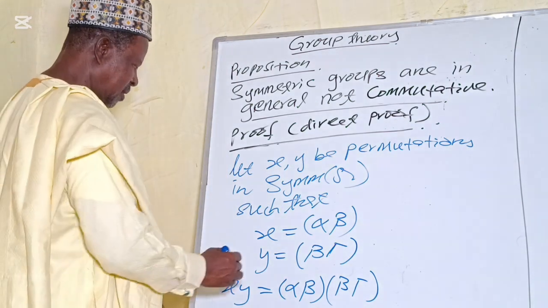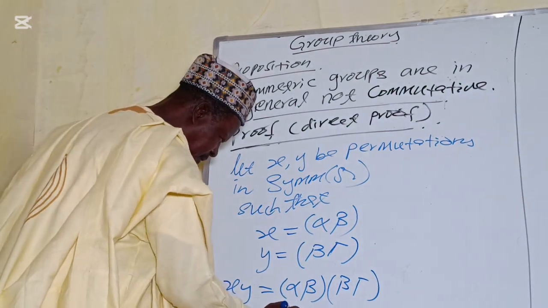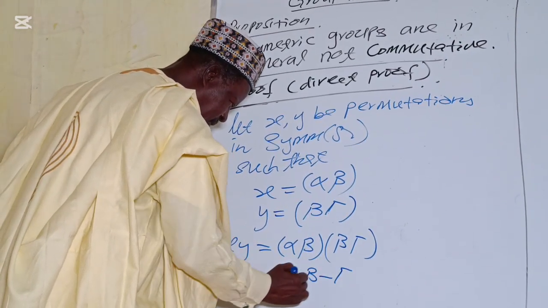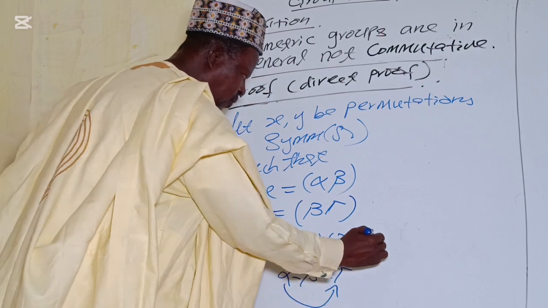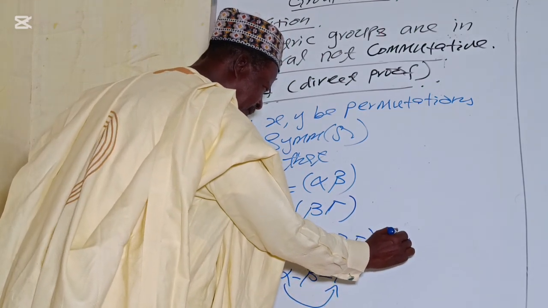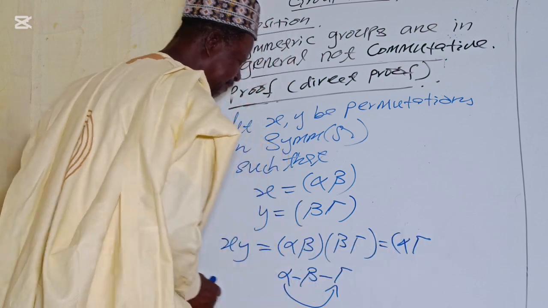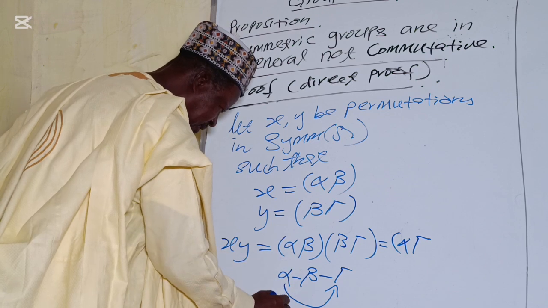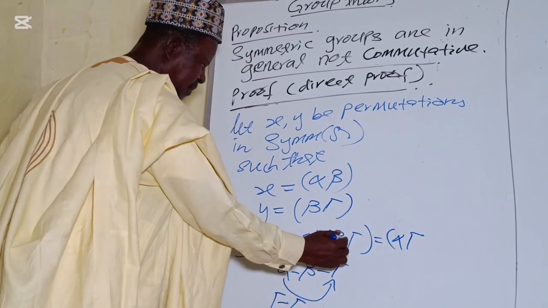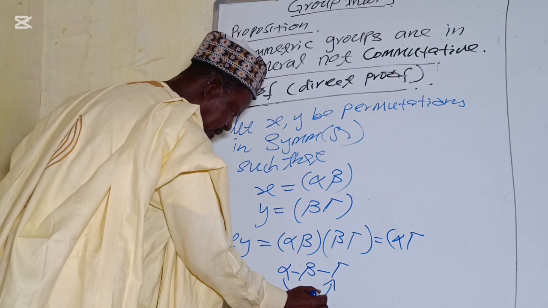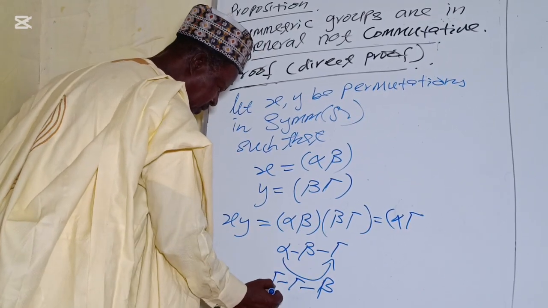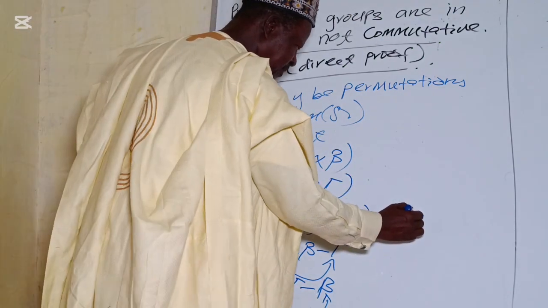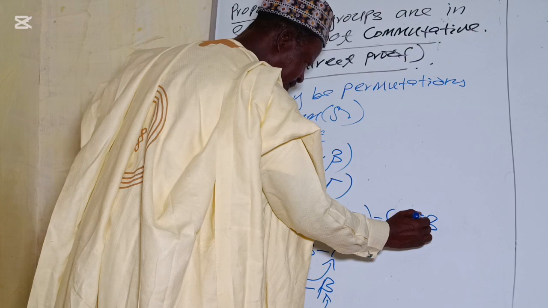So let's see the computations. The first cycle says alpha is mapped onto beta. The second cycle, beta is mapped onto gamma. So ultimately alpha is mapped onto gamma. Now, what of gamma? Gamma is mapped onto itself in the first cycle, but gamma is mapped onto beta in the second cycle. So ultimately gamma is mapped onto beta.